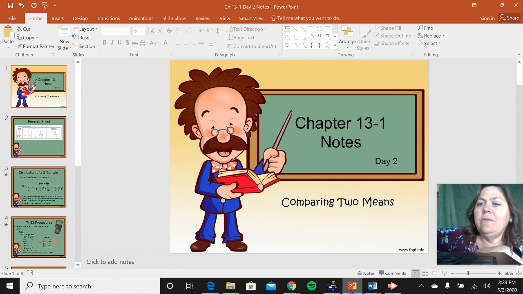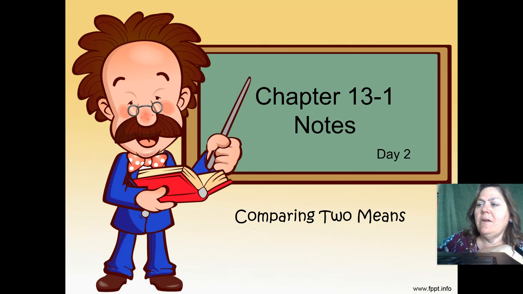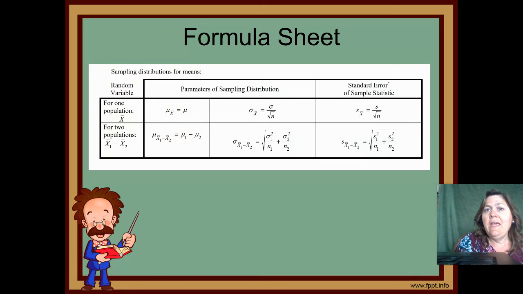Let's hop into the few notes for this day to finish up. Okay. Comparing two means still, from two separate populations. I mentioned yesterday that I was going to show you where this was on the formula sheet, and I promptly forgot. So I made a copy of it here. This is what your formula sheet looks like, the sampling distribution for means.